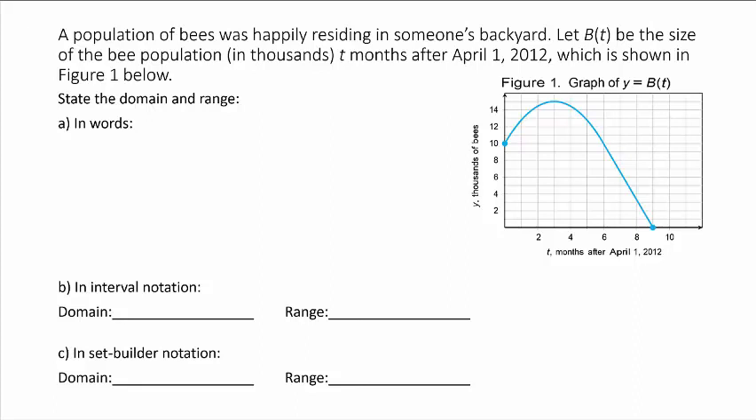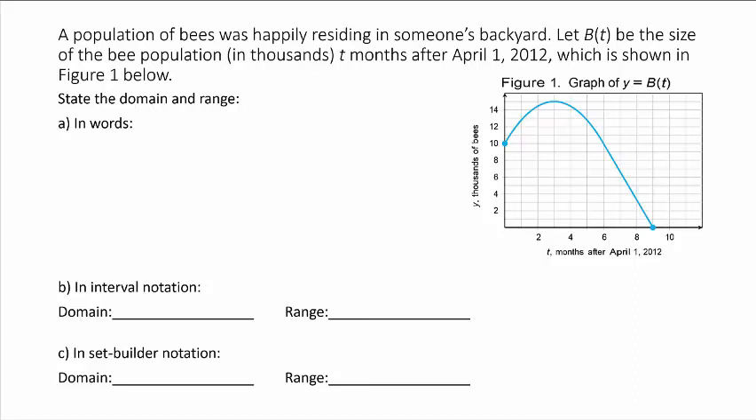In this example, we'll use a real-life context to find the domain and range using a graph. And we're going to state the domain and range both in words and in interval and set builder notation. So in this example, we're given a population of bees happily residing in someone's backyard. Let B of t be the size of the bee population in thousands, t months after April 1st, 2012, which is shown in figure 1.